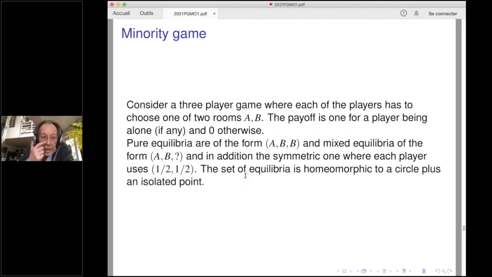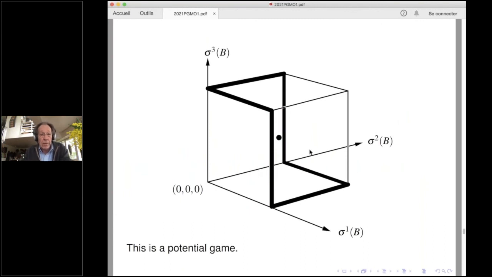So the set of equilibria is homeomorphic to a circle. This is like the Kohlberg-Mertens example, but in addition there is an isolated point corresponding to the symmetric mixed equilibrium. So this is the configuration: the set of equilibria, which is homeomorphic to a circle, and the completely mixed equilibrium in the middle. And this is a potential game, and the potential is very simple. The potential is 1 if there is one player alone and 0 otherwise. So the potential is just checking whether it's Pareto efficient or not.